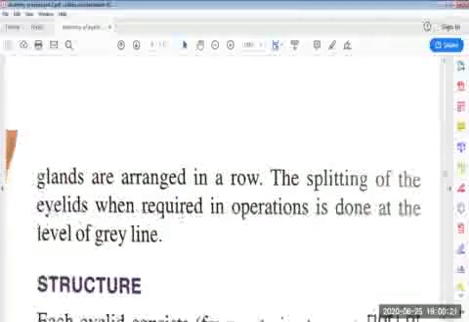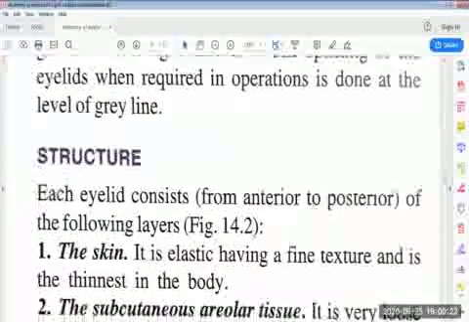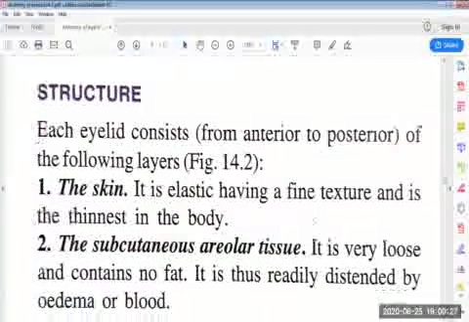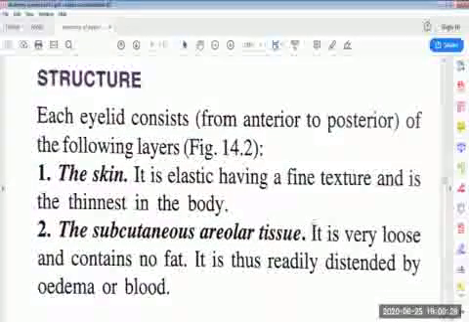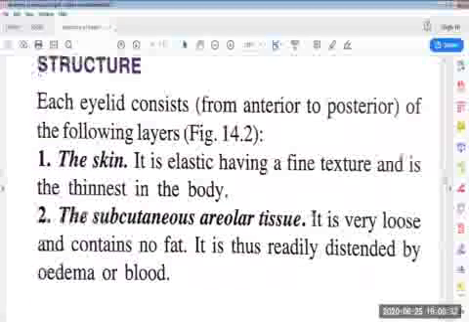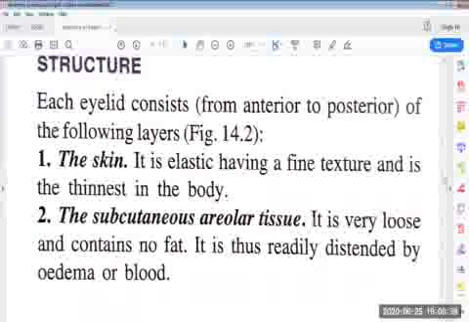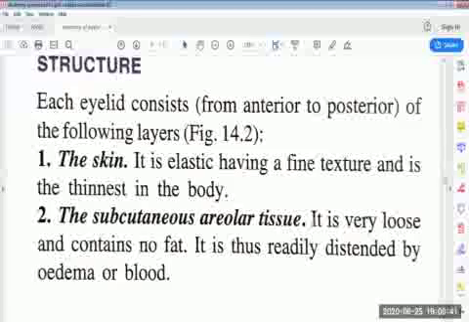Then next is the structure. Each eyelid consists of various layers. So we study these layers from anterior to posterior. The first structure in the eyelid is the skin. The skin of the eyelid is elastic, having a fine texture, and is the thinnest in the body.